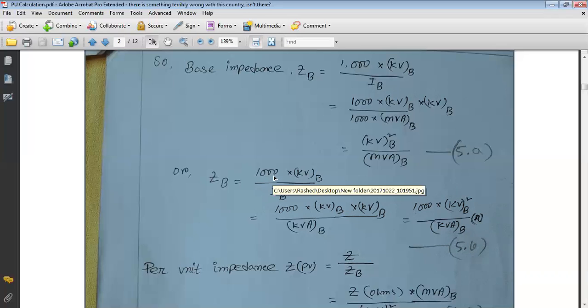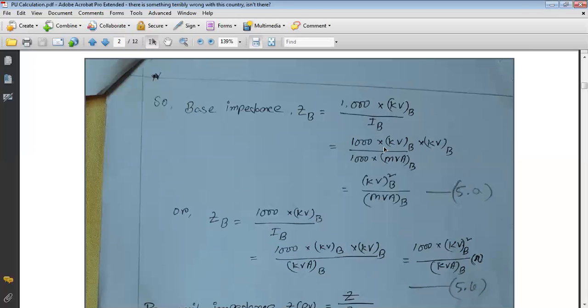Whenever we multiply by 1000, the unit becomes volt, and volt per ampere means ohm. Now here we have to put the value of current base, which means voltage base divided by power base. The power base is kilovolt ampere and the voltage base is kilovolt, so kilovolt square divided by kilovolt ampere, times 1000. Looking at this equation, for impedance it is the same reason: we convert kilovolt to volt, that's why we multiply by 1000.